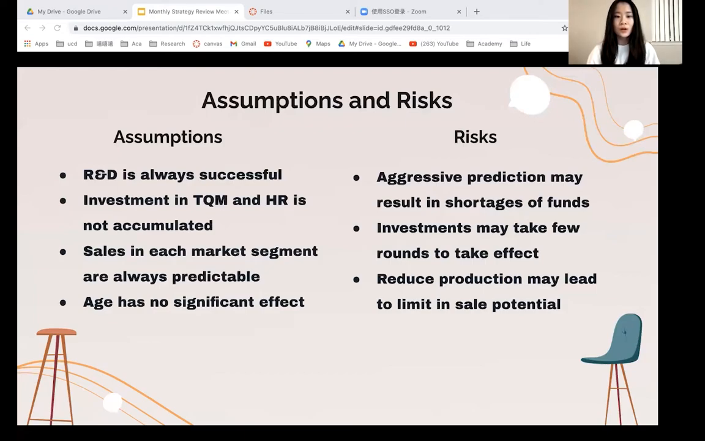Also, we understand the risks when we're making the decisions. The risks are that aggressive prediction may result in shortages of funds, the investments may take a few rounds to take effect, and reduced production may lead to limits in sales potential.